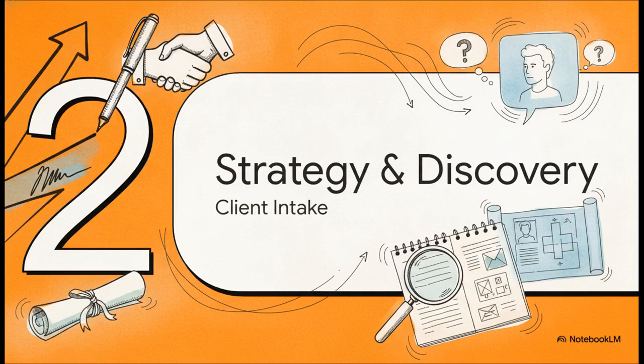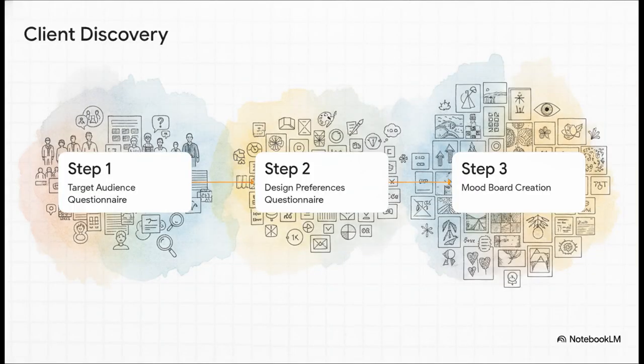Moving right along to Section 2, Strategy and Client Discovery. Okay, so you won the pitch. Great. But to keep yourself from just designing in a vacuum, you've got to use this 3-step client intake workflow. It gets everyone strategically aligned on the audience and the visual direction before you even pick up a pencil. Step 1, send a target audience questionnaire to figure out exactly who that coffee shop is talking to. Step 2 is a design preferences questionnaire to nail down their vibe. And step 3, wrap all those insights up into a cohesive mood board. Honestly, if you get the mood right here, the rest of the project just flows.